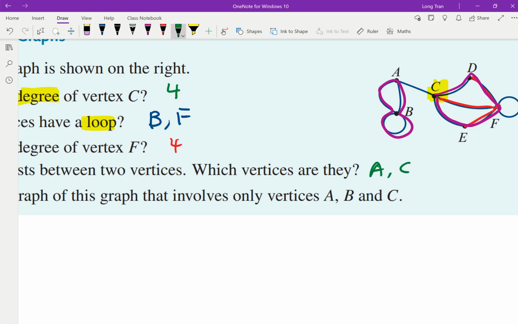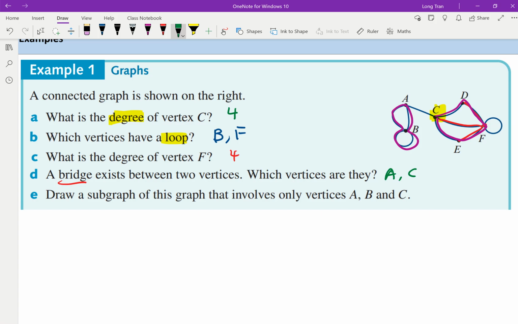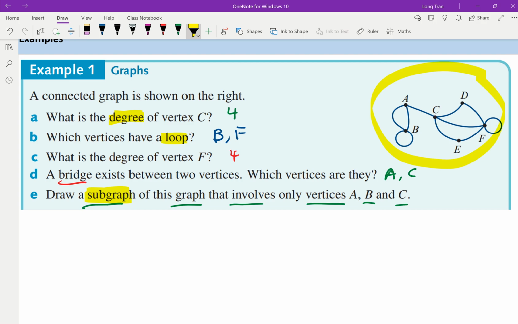Okay, and then finally, draw a subgraph of this graph that involves only vertices A, B, and C. So the first thing you need to understand is, what's a subgraph? Yes, Claudia? Just only the parts that are mentioned. Correct. Very good. So this diagram here that you have, as long as you draw any part of it, you don't have to draw the whole thing. You can draw bits and pieces of it. That's why it's a subgraph. But it must contain points A, B, and C.